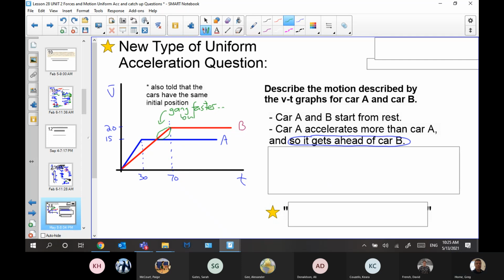But still behind. Certainly still behind, at least at the instant it starts getting faster. And so what we're tasked with in this question, you might be able to picture, is that we're asked for when car B catches up with car A, right?